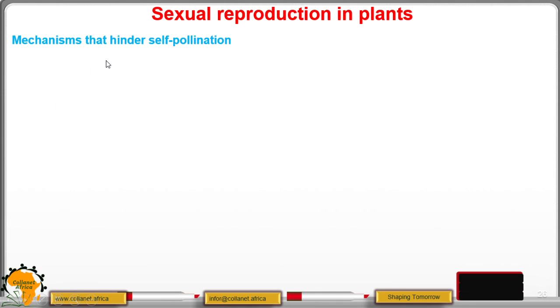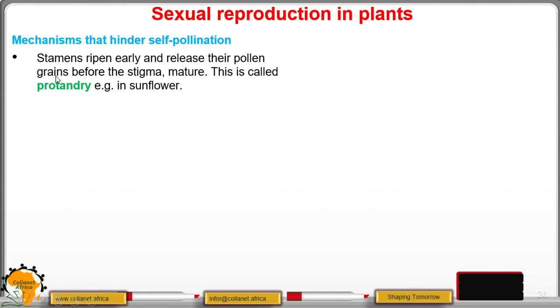We can also look at the mechanisms that hinder self-pollination. We have the stamen ripening earlier so that it can release pollen grains before the stigma is mature, and that is a condition called protandry. An example exhibiting this is the sunflower. So protandry is when the male parts ripen early so that they can release the pollen grains, but at the same time the female parts of the flower are not mature.